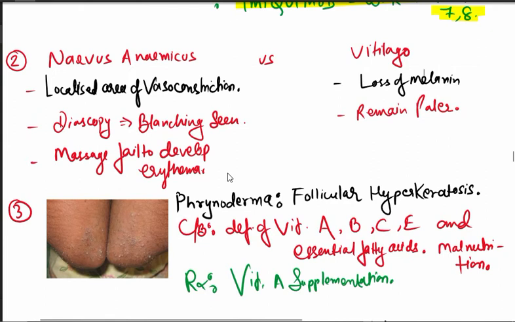Next, nevus anemicus versus vitiligo. Nevus anemicus is a localized area of vasoconstriction. So vasoconstriction is an important point here. And in vitiligo, there is loss of melanin. So on diascopy in nevus anemicus, blanching is seen, and if we massage the area, massage fails to develop erythema. In vitiligo, on diascopy it remains paler.